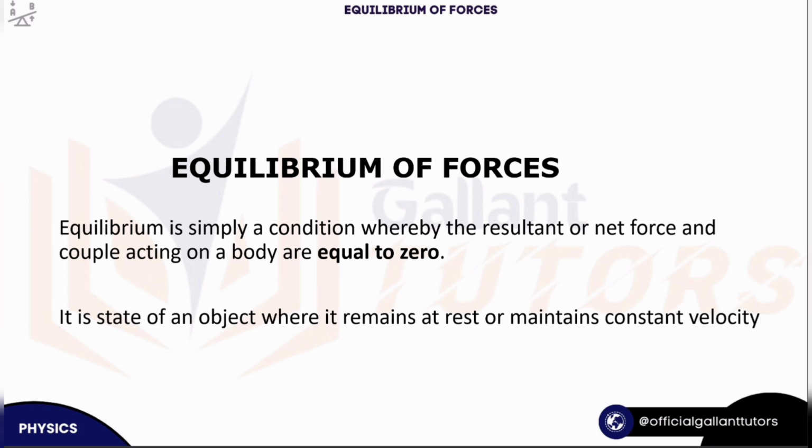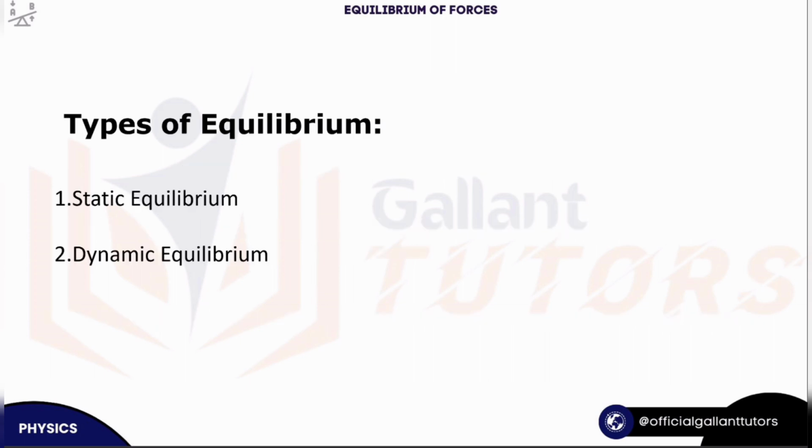So what are the types of equilibrium we have? We have basically two types of equilibrium. One is the static equilibrium, and the second is the dynamic equilibrium. No big deal. Exactly what these names mean literally is what each equilibrium talks about. So for static equilibrium, what do you understand by static equilibrium? Try. Type in the comment section.